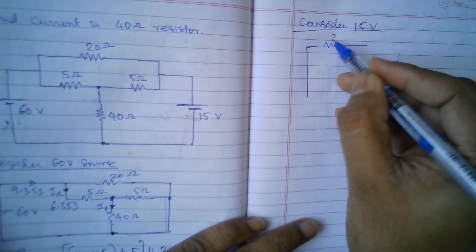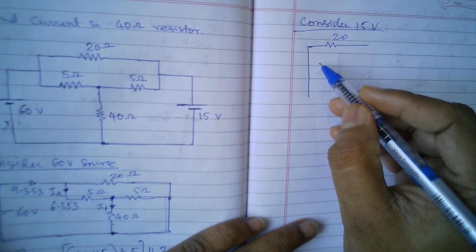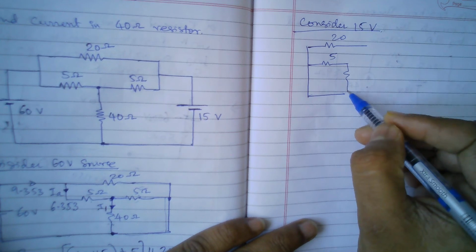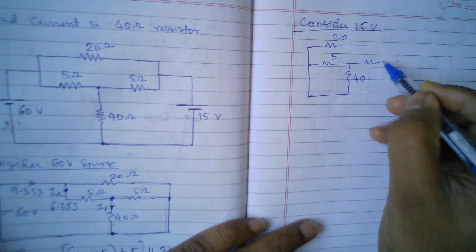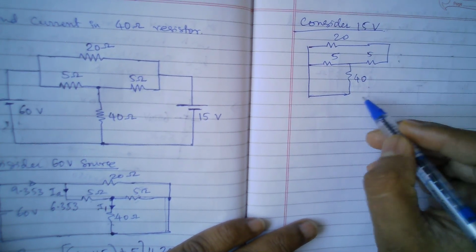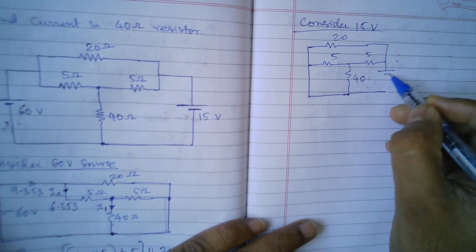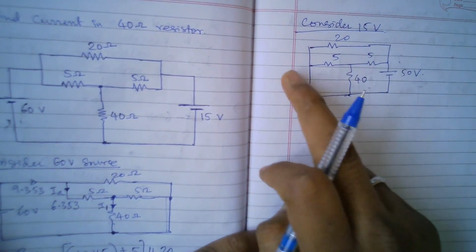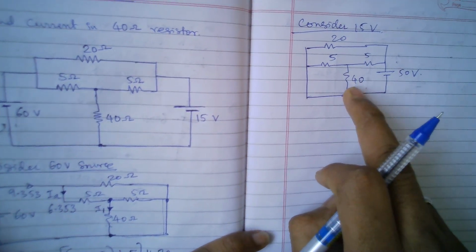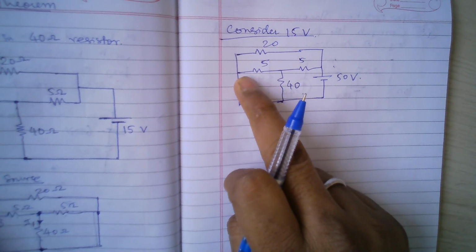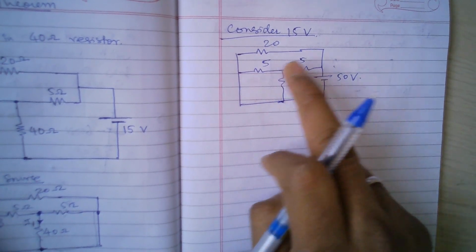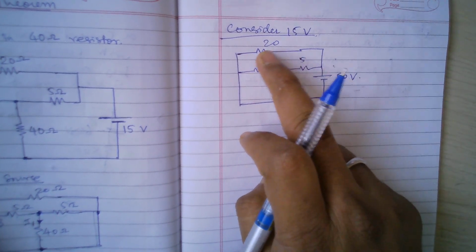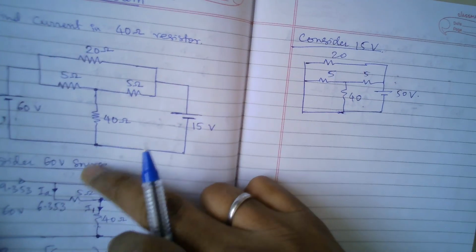Then we have 20 here, and then we have 5, and then 40 here, and then again 5 here, and then this side we have 50. So this same circuit I have redrawn by short circuiting the 60 volts. Again, if you see, 40 and 5 are in parallel, that parallel combination is in series with 5, and that entire combination is in parallel with 20. So this was the same in the case of 60 volts.